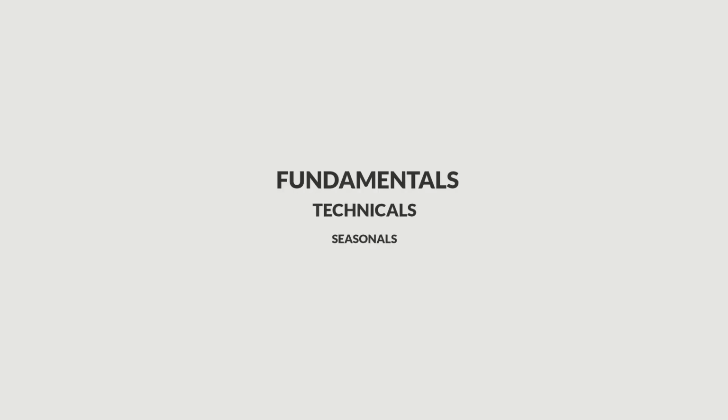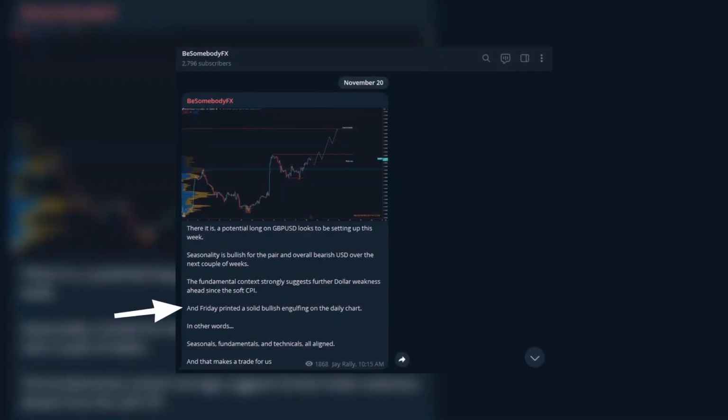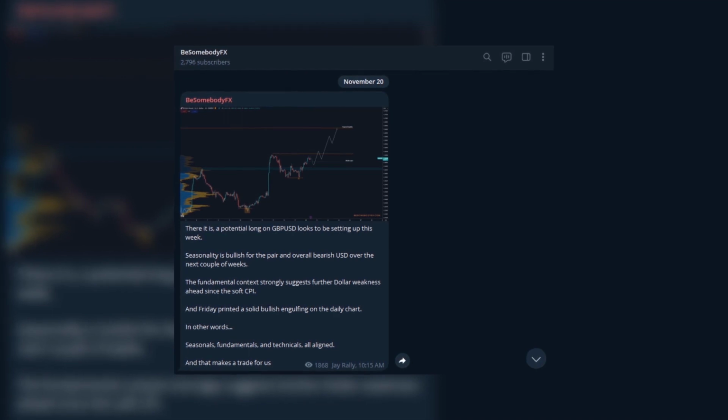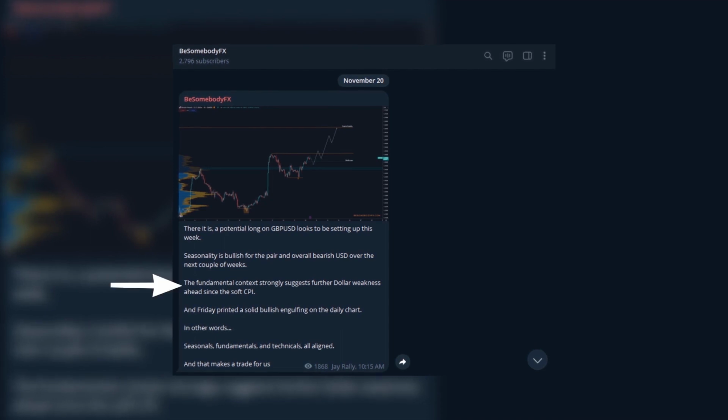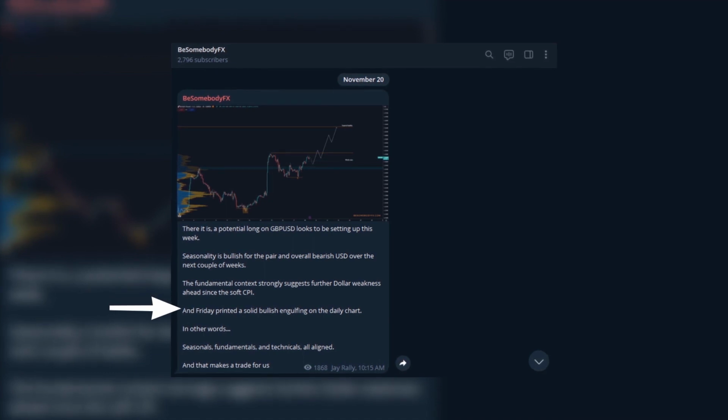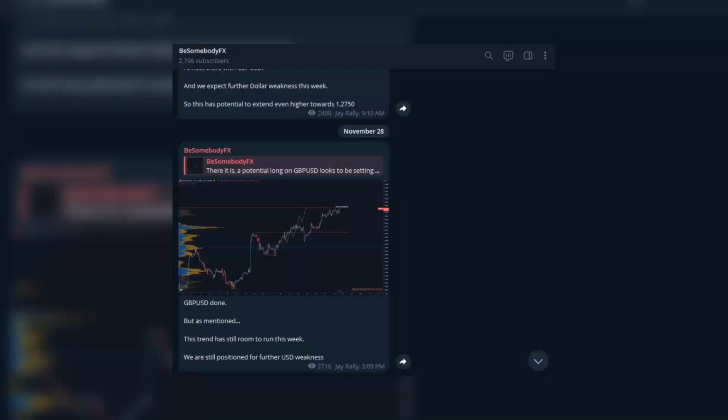And that made the first element. Now, we've seen in the previous example 3 elements: fundamentals, technicals, and seasonals. So in this trade too, the technical side suggested the same thing with the price action. And again, on top of that, seasonals were on the same page. So again, fundamental sentiment suggested dollar weakness, the technical aspect suggested dollar weakness, and seasonals also pointed in the same direction. Now, see the recurring theme here? The same 3 elements from the first example: fundamentals, technicals, seasonals. And here's how the trade unfolded.